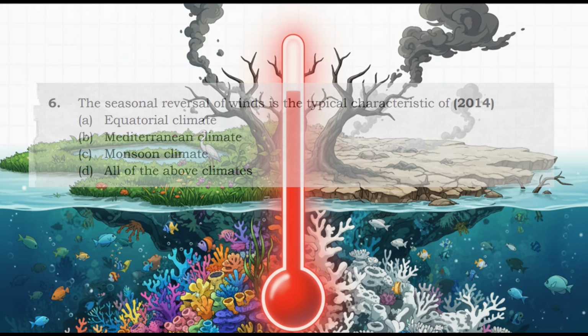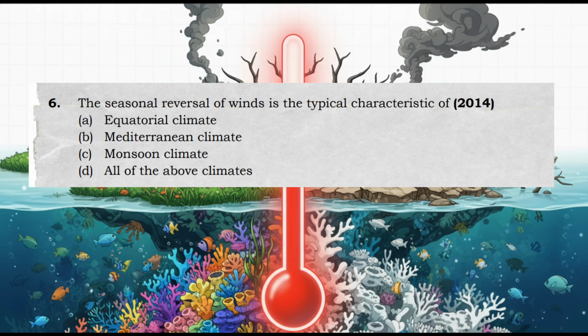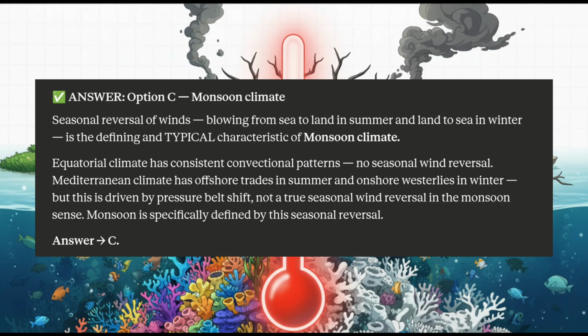Answer B. Q6 UPSC Prelims 2014. The seasonal reversal of winds is the typical characteristic of Option A, equatorial climate. Option B, Mediterranean climate. Option C, monsoon climate. Option D, all of the above climates. Pause 8 seconds. Answer, option C, monsoon climate.